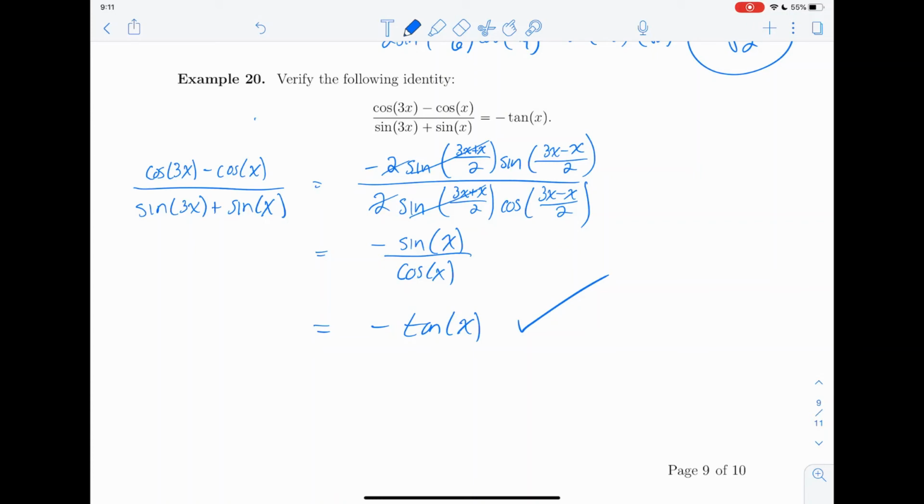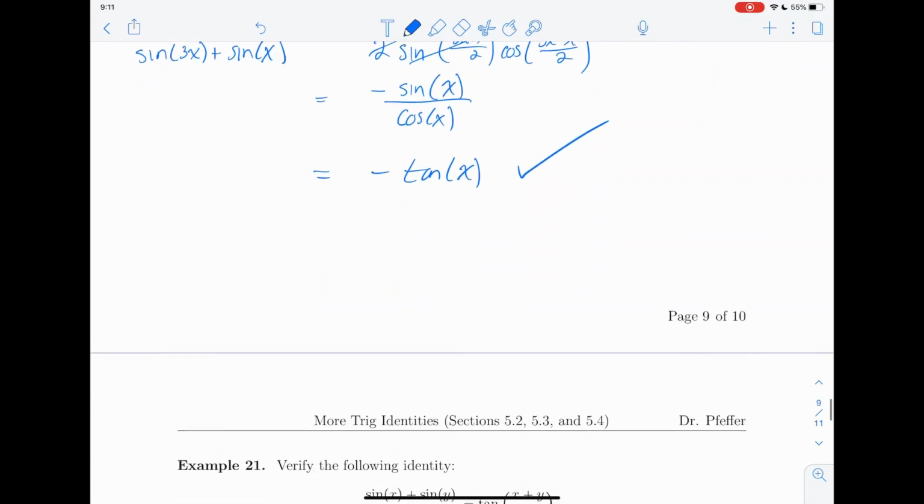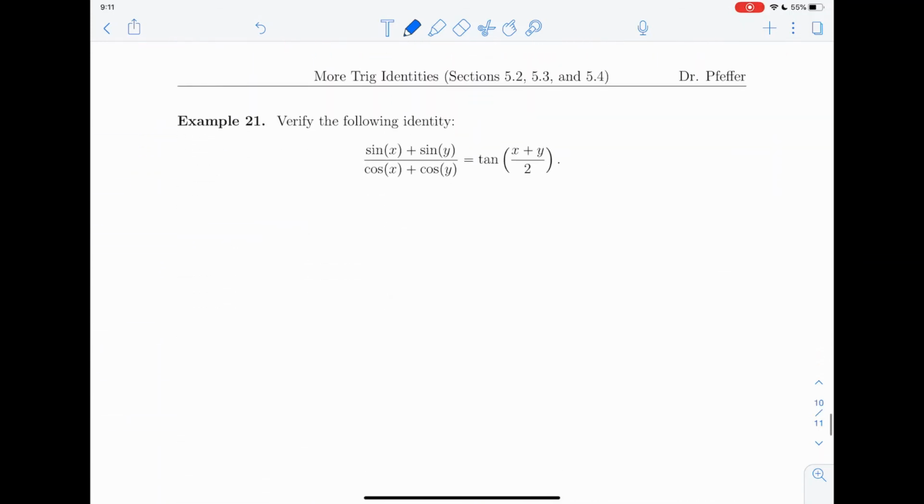In a very similar vein as this identity, we have the identity on the next page, which says that the sum of the sines of two angles over the cosine of the two angles is somehow equal to tangent of their average. This is actually somewhat of an interesting identity, and it does have uses in other branches of science. So let's verify it real quick and make sure it's true.